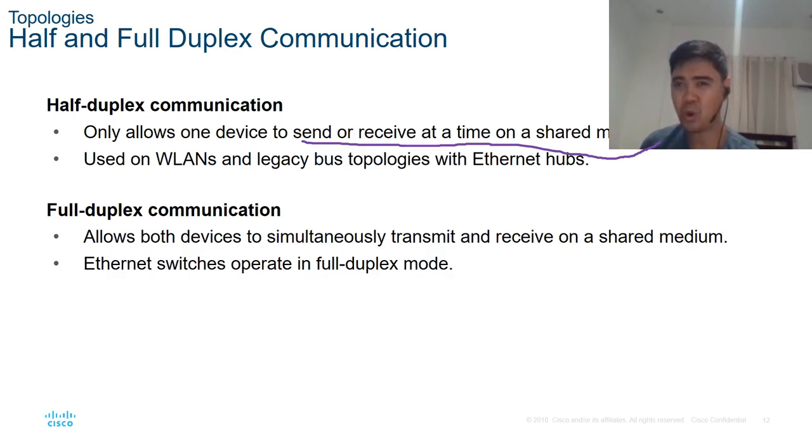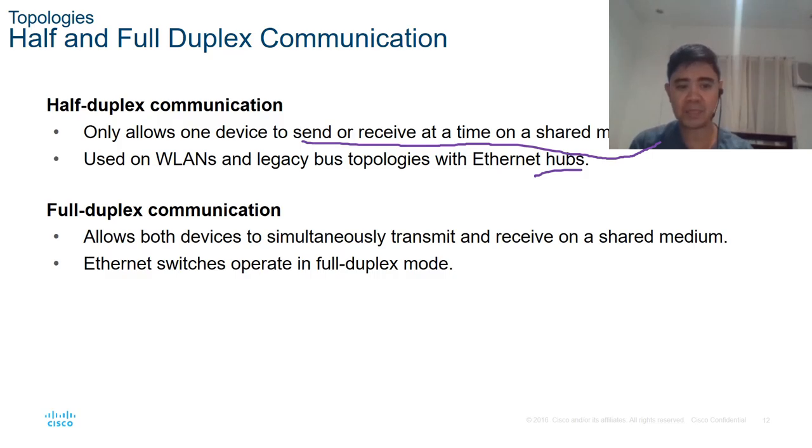The two parties cannot talk at the same time, not like in a mobile phone, because there's only a single frequency, a single channel, used for transmit and receive. So they cannot talk at the same time. They talk alternately. So that's a half duplex. In network devices, a hub falls under half duplex.